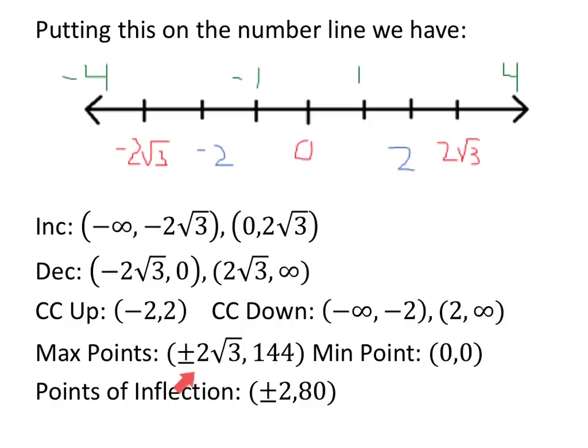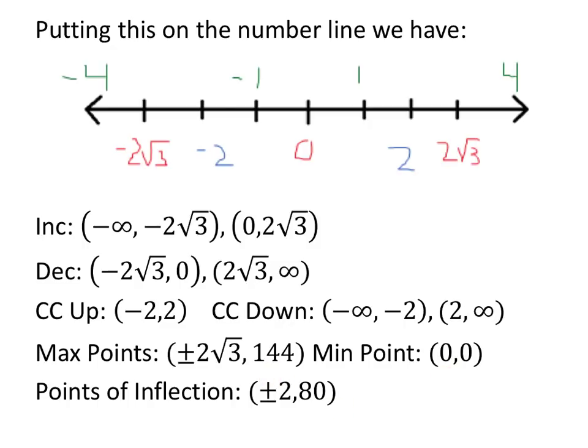Maximum points, based on the first derivative test, we know the maximum points are at the 2 square root of 3's with an output of 144. If you're using WebAssign, you have to write these as separate points. There's no plus or minus, which is good. This is the lazy man's way, and I use the lazy man's way a lot, but as students, you should do it for real. The minimum point will be at 0, 0, points of inflection at 2, 80. And remember, these y values always come to us from the original function.